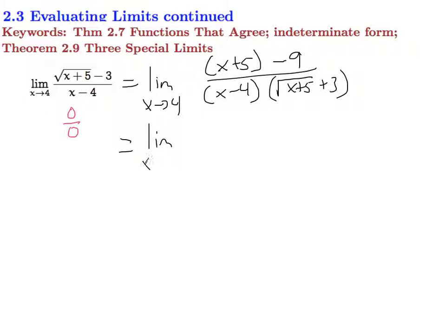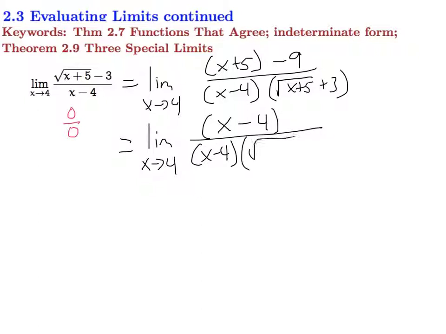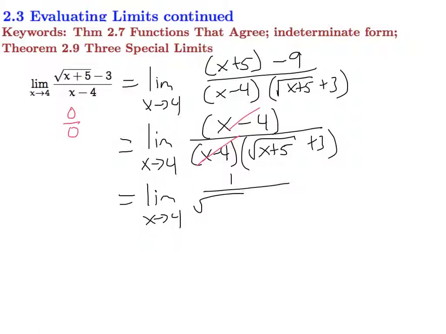So now I still want to compute the limit. I haven't done that part yet, but I can simplify my numerator a little bit down here. So what am I going to get? Well, x plus 5 minus 9 becomes x minus 4, and in the denominator I've got myself an x minus 4 times the square root of x plus 5 plus 3, and guess what? Those x minus 4's cancel. So now I'm left with the limit as x approaches 4 of 1 over the square root of x plus 5 plus 3, and I think I'm in good shape here.